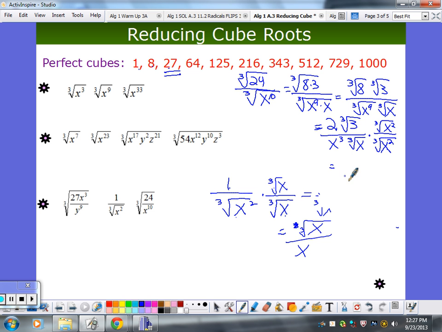Let's look at the top. 2 times the cube root of what? 3 times x squared. Over, now this cube root of x cubed is still here, which I can reduce. 2 times the cube root of 3x squared over x cubed times x, right? 2 times cube root of 3x squared over x.